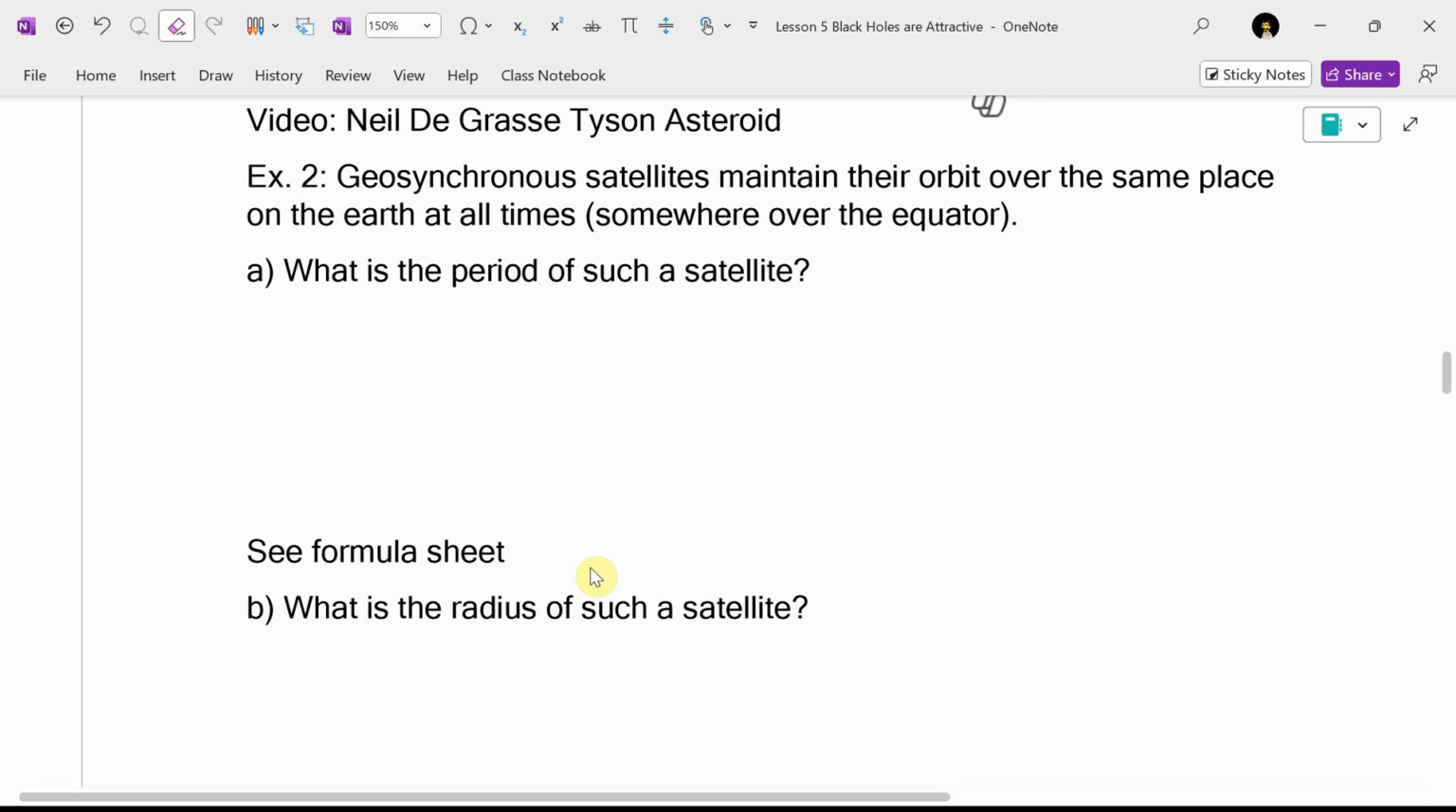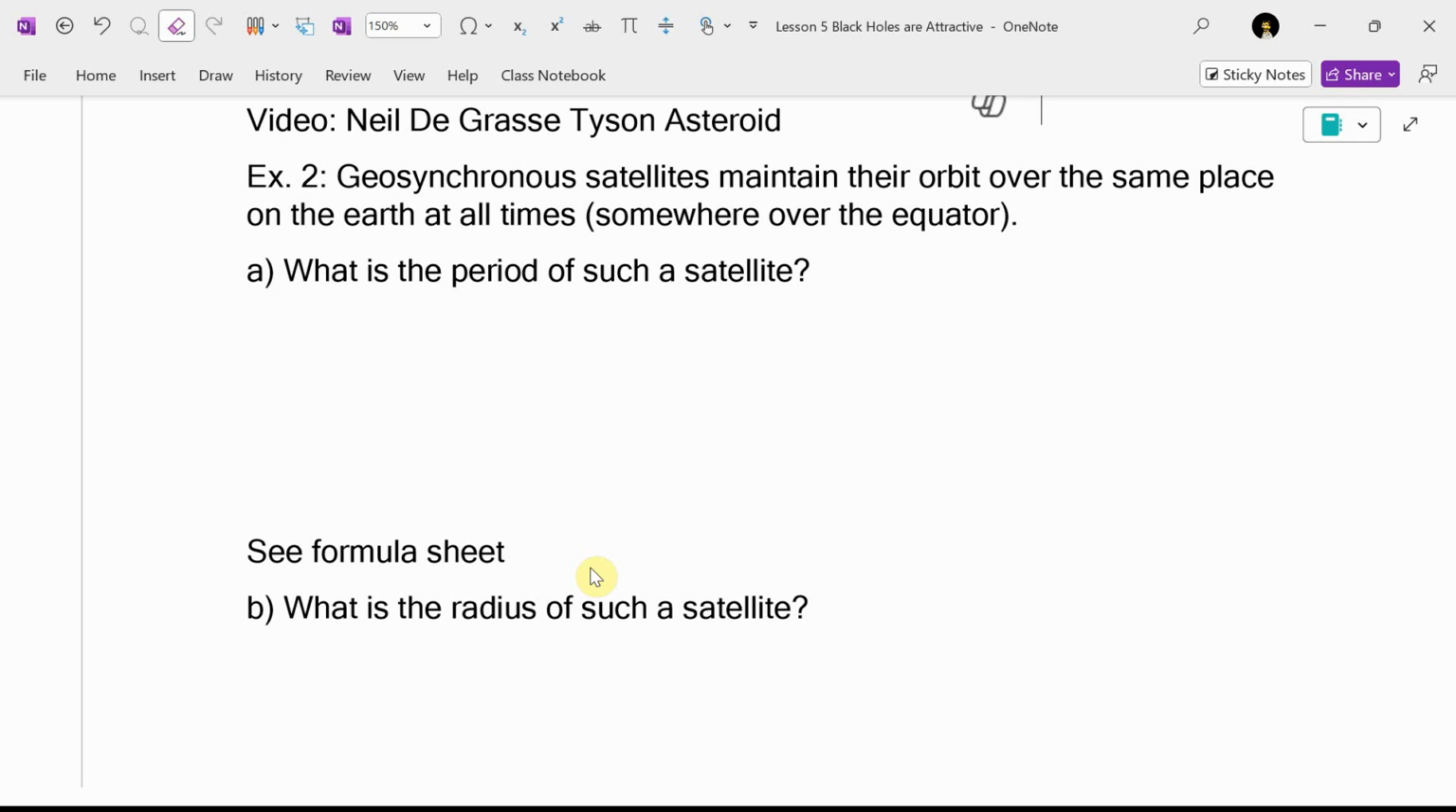Example 2. Ooh, new word. Geosynchronous satellites maintain their orbit over the same place on the Earth at all times, somewhere over the equator. What is the period of such a satellite? If you're able to stay in one place above the Earth, it means the period of the satellite will be the same as the time it takes the Earth to rotate.